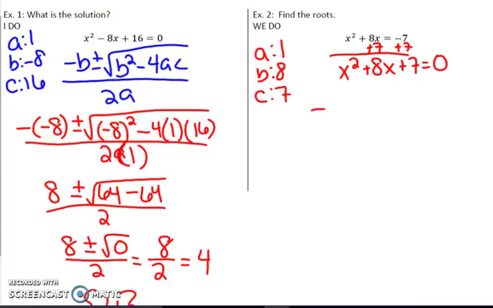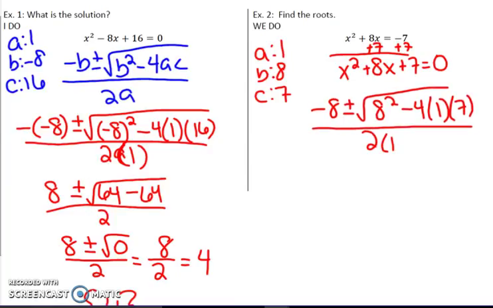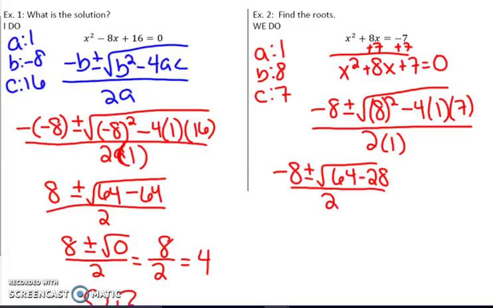So I have negative b, which is negative 8, plus or minus the square root of 8 squared minus 4, a is 1, and c is 7, all over 2 times 1. Now, my suggestion, make sure you put your numbers in parentheses when you substitute them in. Because in this case, 8 squared is 64, but if you look at the last problem, negative 8 squared is also 64. We want that negative sign squared. From here, we simplify. We have negative 8 plus or minus the square root of 64 minus 28 all over 2.